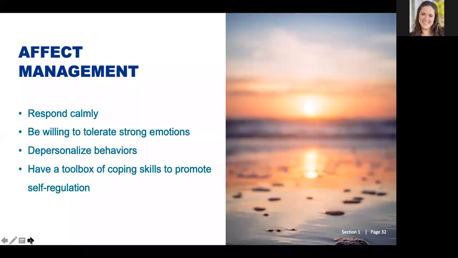The next piece I'll talk about here is affect management. And you'll notice that these first two trauma-informed strategies are things that we can control ourselves as individuals. The second strategy is about managing our own affect or our emotions. So people who have experienced trauma often have difficulty managing emotions, and we need to be centered ourselves so that we can be emotional containers for them.